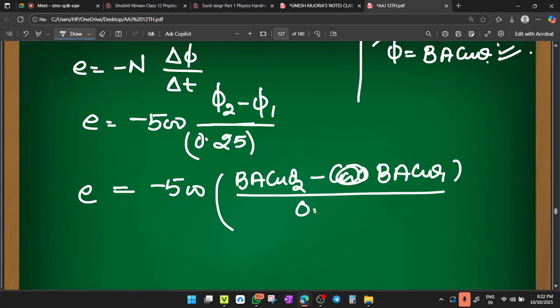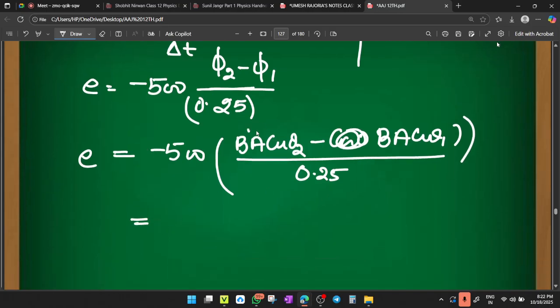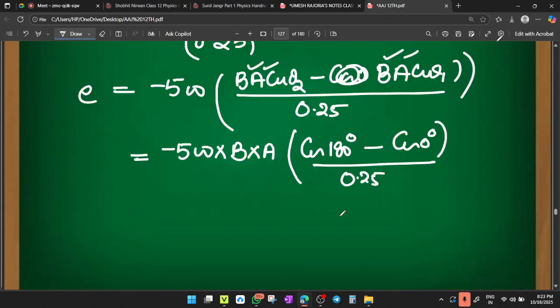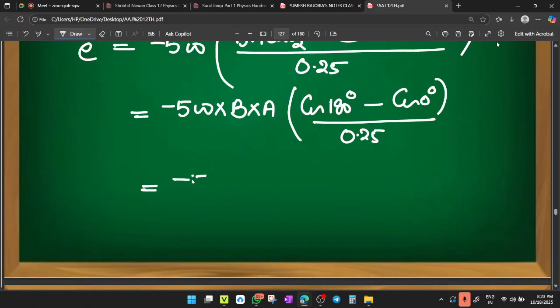Upon 0.25. Fine. Now take B and A as common because they are constant. So minus 500 multiplied by B multiplied by A. Now cos theta 2, your final angle, equals 180 degrees. Am I right? And your initial angle was 0 degrees. So divide by 0.25. So cos 180 minus 500 multiplied by B.